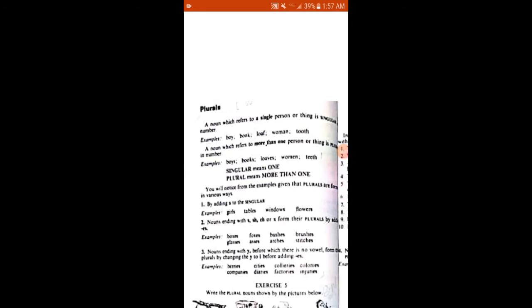You will notice from the examples given that plurals are formed in various ways. You can see the changes in the spelling in plurals. In boy we just add s, in book we just add s, but in loaf we omit f and add ves. In woman we replace a by e, and in teeth we replace o by double e. So just have a look at the rules of forming plurals.